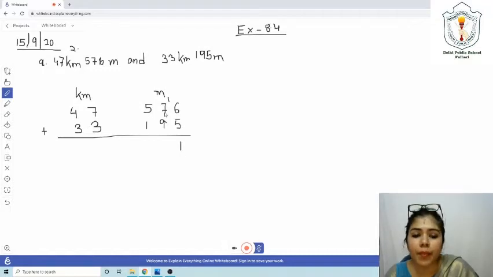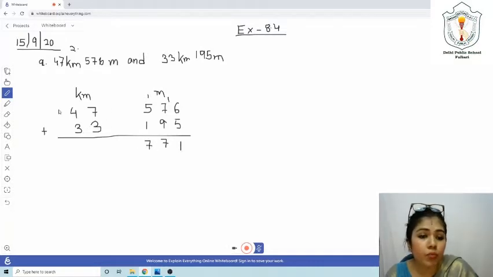Okay, 7 plus 9 plus 1. So how much is it? 17. Don't forget to add the carried over number also. So 5 plus 1 plus 1 makes it 7.